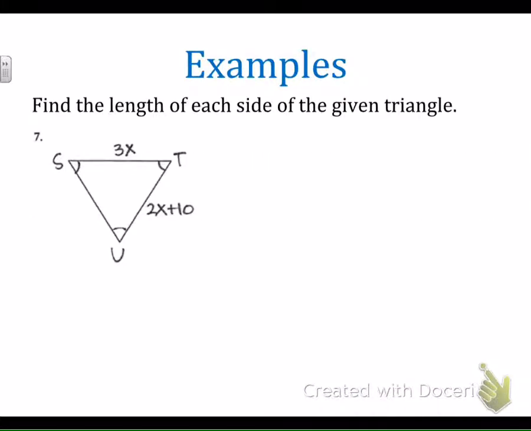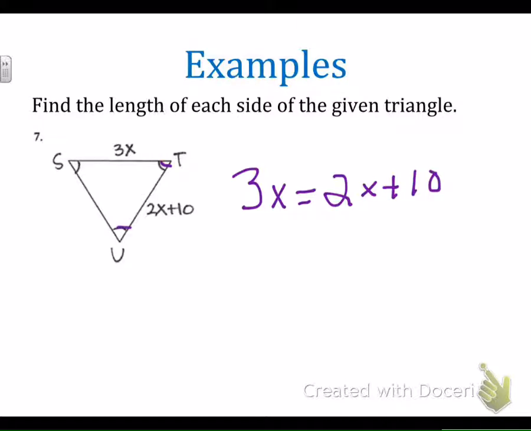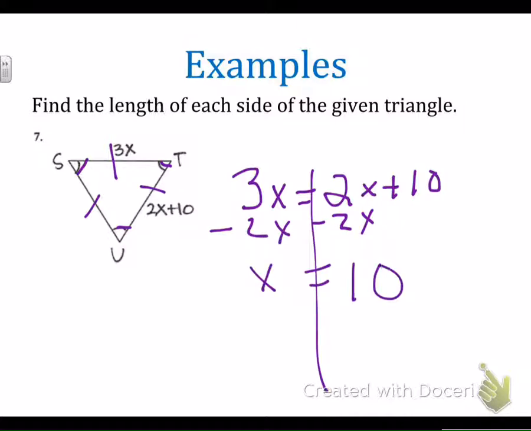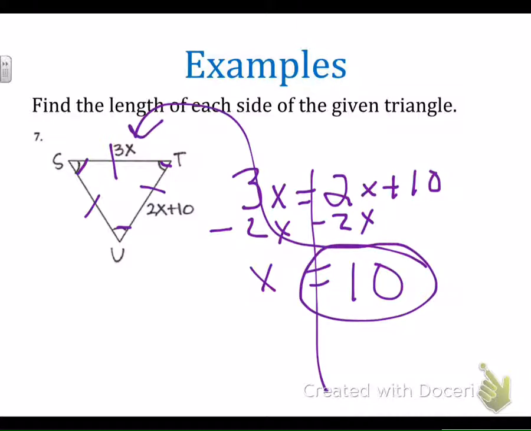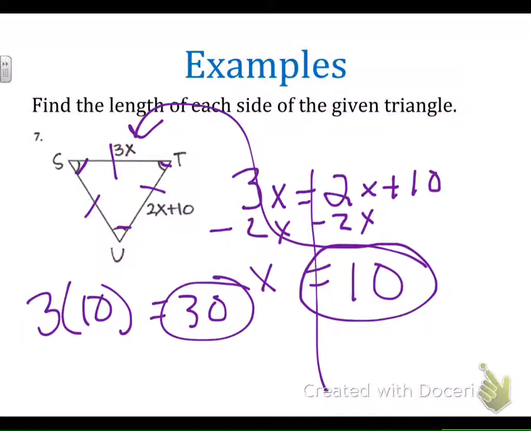So we need to find the length of each side. Okay? So we could do 3x is equal to 2x plus 10. Because if all the angles are the same, all the sides are the same. Okay? So minus 2x. So x is equal to 10. Okay, so if x is equal to 10, then we can plug that in here. So 3 times 10 equals 30. So every side is 30.